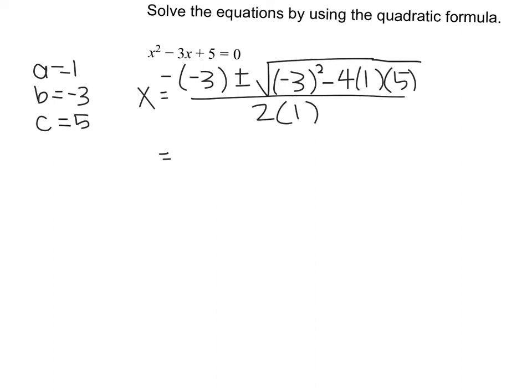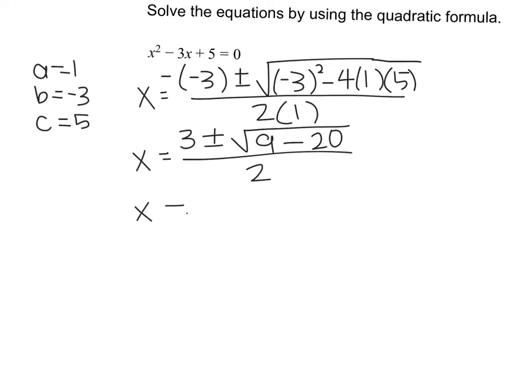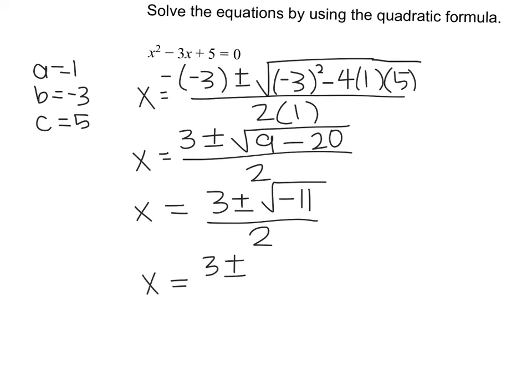So -3 is going to become a +3. So we have x equals 3 plus or minus the square root. Now when I square a negative number, it is positive. So we get 9 minus 4 times 1 times 5, which is going to give us 20, all over 2. X equals 3 plus or minus the square root of -11 all over 2. So the square root of -11, I'm going to want to pull out the i to represent the negative. So we have 3 plus or minus i square root of 11 all over 2. And the square root of 11 doesn't simplify, so this is going to be our final answer.